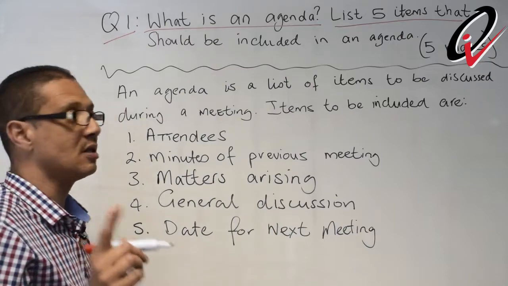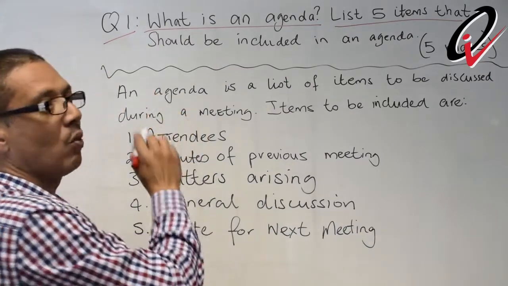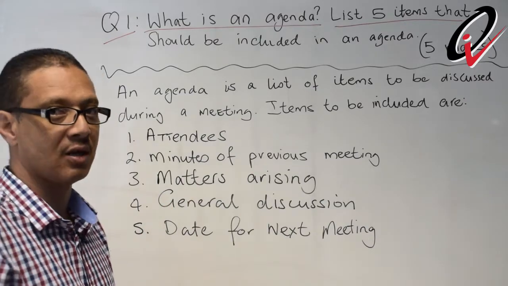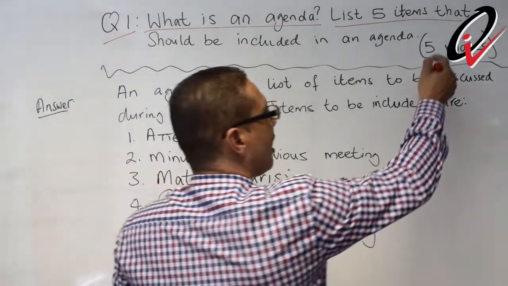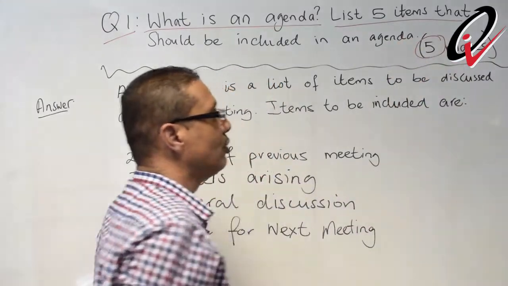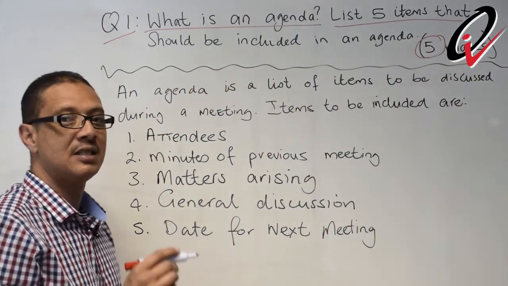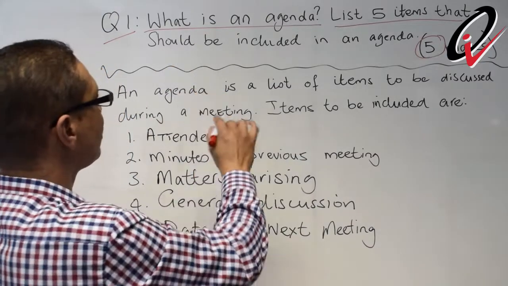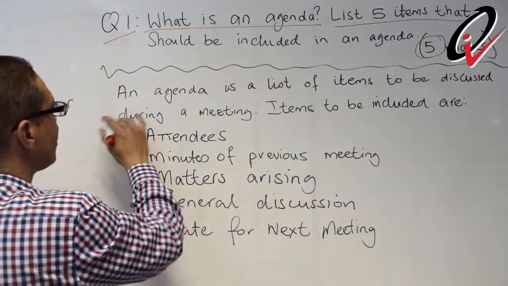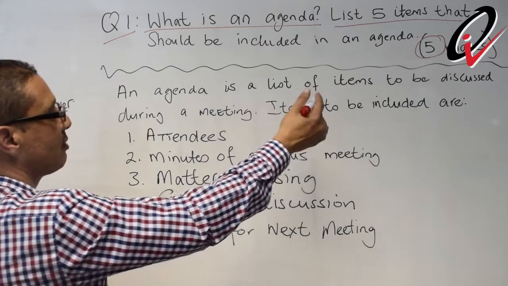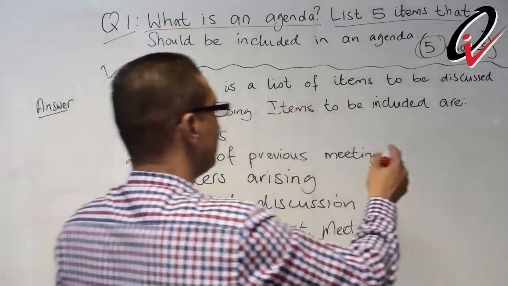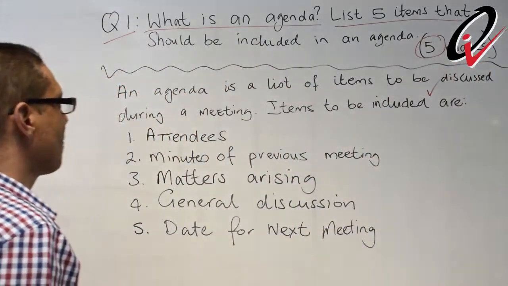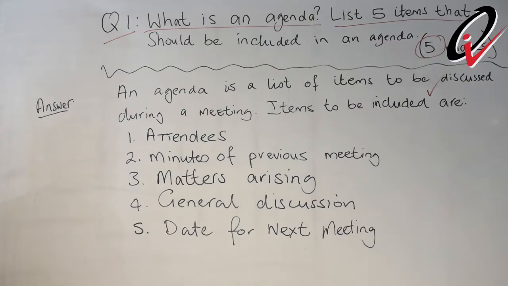So when you're assessing, you need to look for what the question is asking and whether the student has correctly answered that question. And when it's for 5 marks, you need to have 5 ticks, right? So what I mean by ticks is, you'll then read the question, what is an agenda? The student has answered, an agenda is a list of items that needs to be discussed during a meeting, and that's correct, right? He has now answered that question. And then they need to list 5 items.